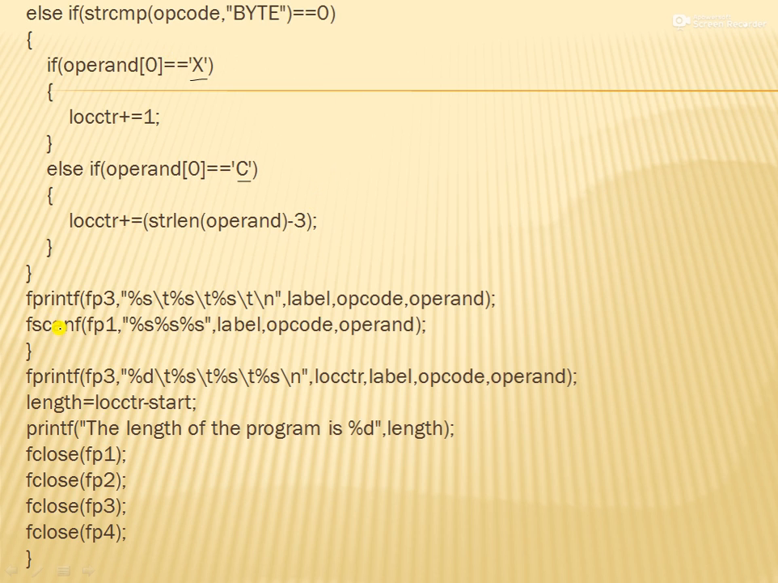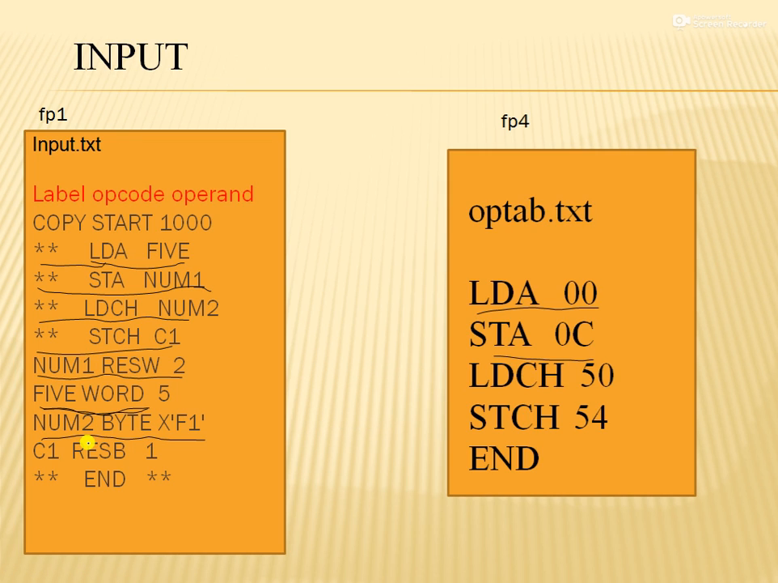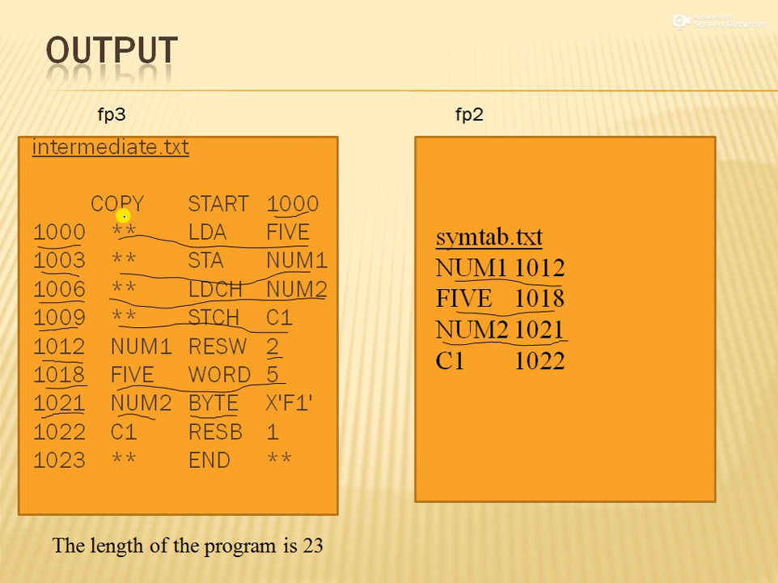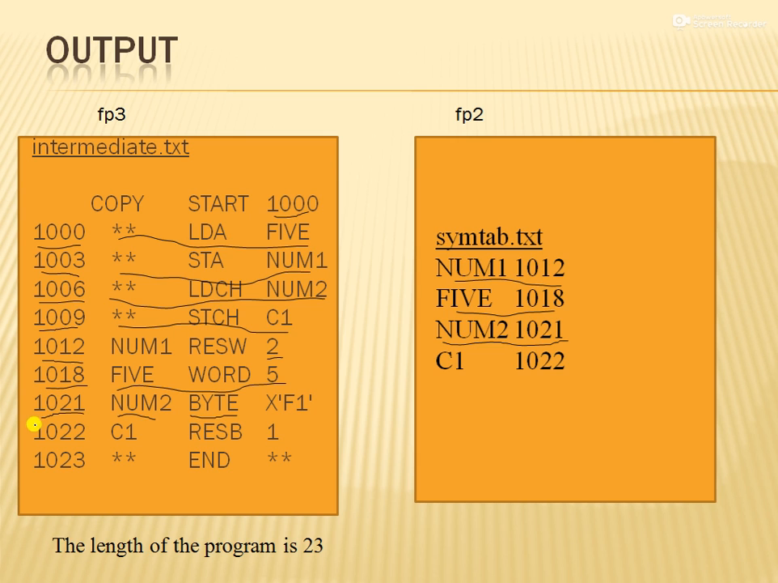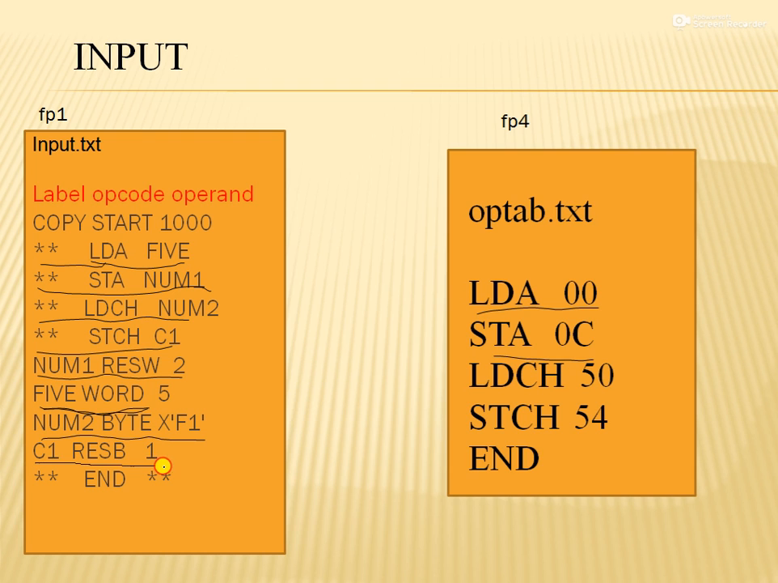So these are the cases of different opcodes. And finally you can see this C1 RESB 1, that is reserve byte. In the case of num2 BYTE XF1, you can see the input is F1, so F1 is X. Since it is X, it is incremented by 1, so you can see the location counter value will be 1022. After that, this C1 is written here, and this C1 along with this 1022 is written to the symbol table, and you can see the last instruction will be C1 RESB 1.